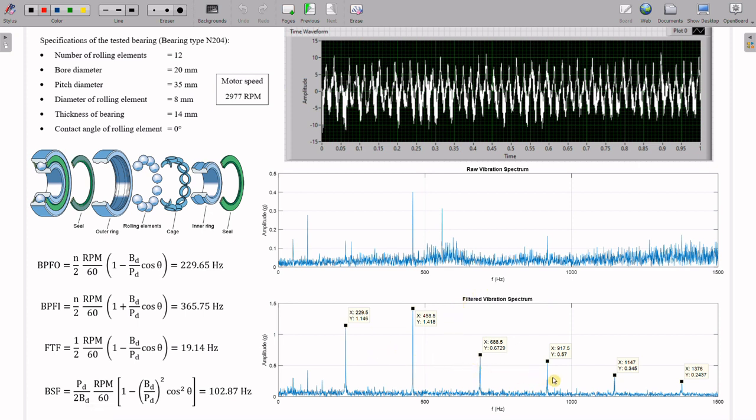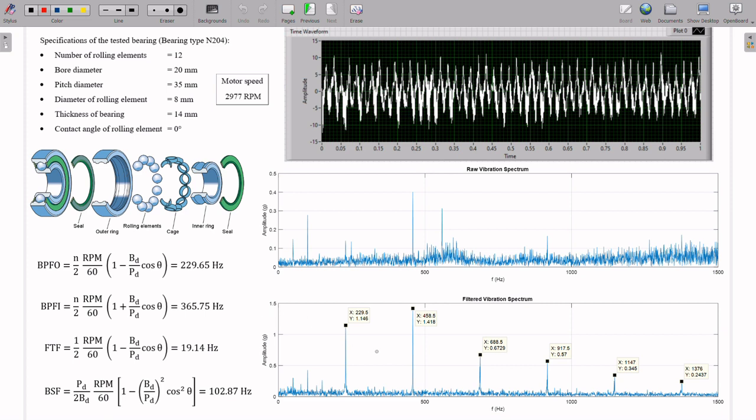As you can see here, there are several spectrum peaks at 229 Hz, 458 Hz, 688 Hz, 917 Hz, and so on. We will compare these frequencies with bearing failure frequencies. We find that this frequency matches with the BPFO. Therefore, we may suspect that there is a defect on the outer race of the tested bearing.